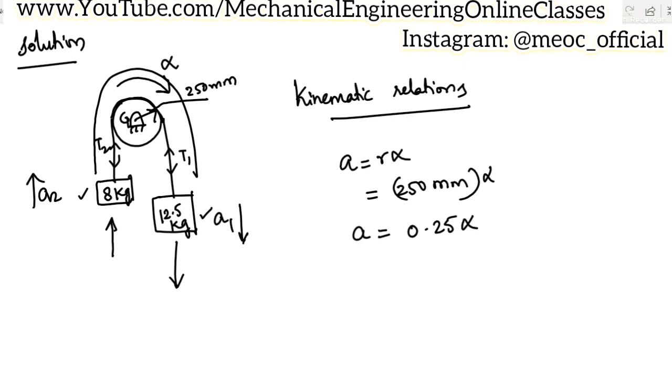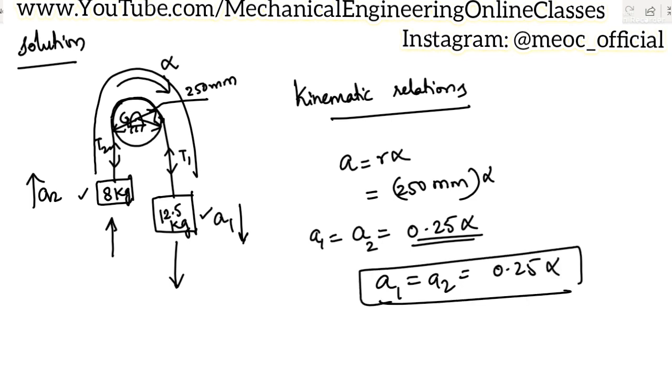So whether it is a1 or a2, this a1, the acceleration of the block of mass 12.5, is also at the same radius as that of the 8 kg block. So the radius here is also 250, here also 250, for both a1 and a2. So whether it is a1 or a2, the value has come out to be the same. So this is our kinematic relation. The first step, the second step is also done. Now let us draw the FBD of every object.